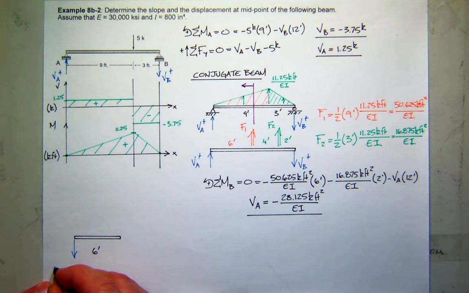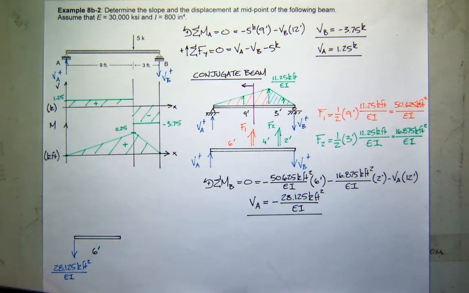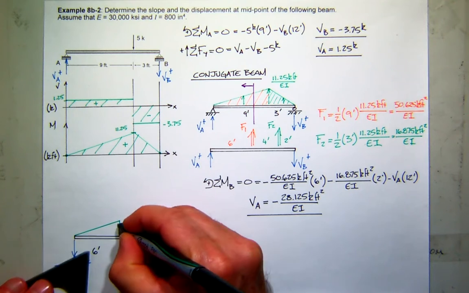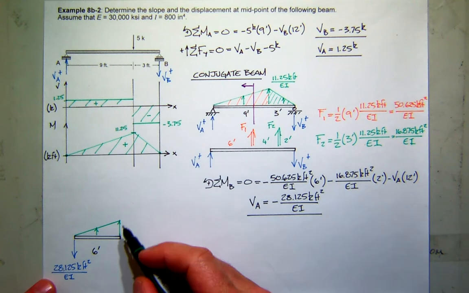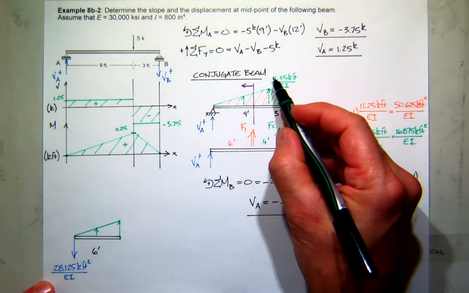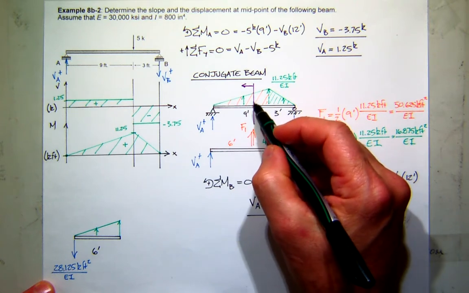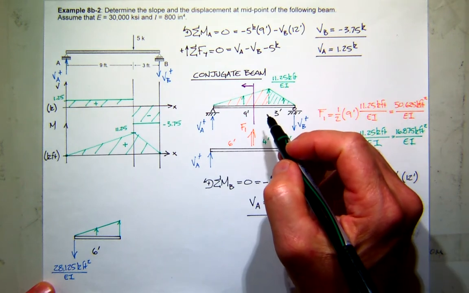I got a negative, so this is going to be 28.125 kip feet squared divided by EI. That's acting down. And then I've got my load, which is triangular shaped, and it's acting up. First thing we have to figure out is what's the intensity of this load. Well, we know it's 11.25 over EI here, and that's at 9 feet. So at 6 feet, it should be, what, 2/3 of that? What's 2/3 of that? I think it's 7.5, isn't it?